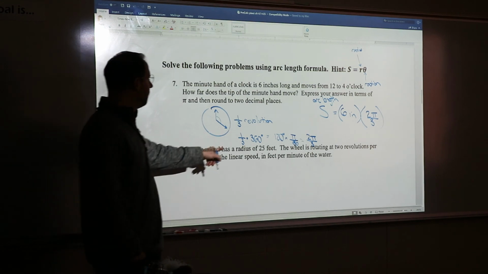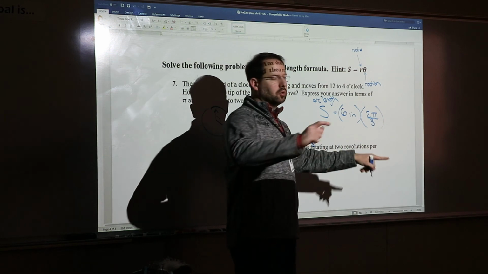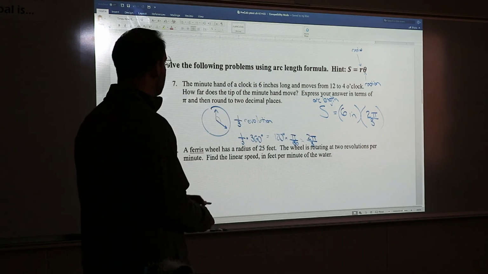You have a 25-foot radius. You have a certain angle that you're making. You're doing 2 full revolutions, so that you're spinning a lot. So that's a big angle. And you're going to convert.